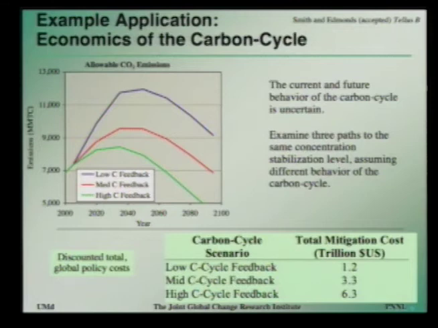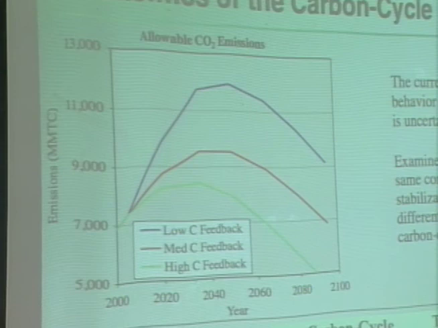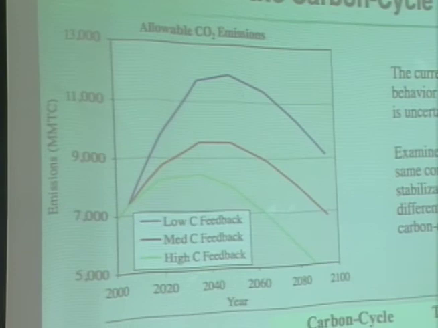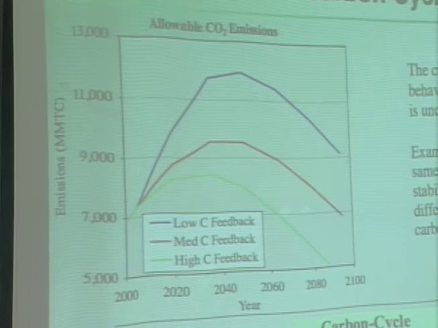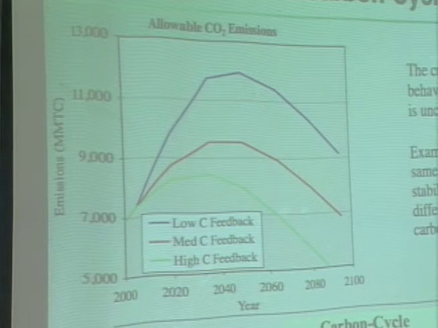Of course, the current and future behavior of the carbon cycle is uncertain. So this is actually what we were talking about before, albeit with a simple model, not relating to an Earth system model. These are three emissions paths for fossil emissions that lead to the same stabilization level at 550, with three different levels of carbon cycle feedback. It was the same spread you saw before, except applied to a stabilization scenario. With different carbon cycle assumptions, these three emissions paths would lead to the same stabilization level.